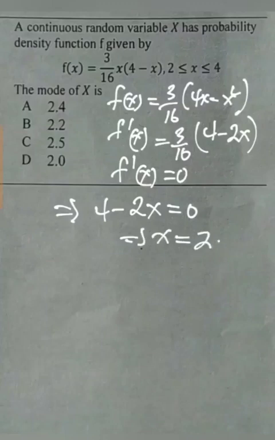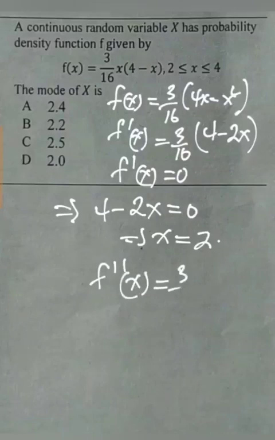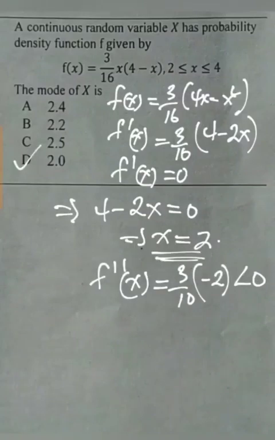Now, to confirm that x equals 2 is the value of x where f of x is maximum, we find f double prime of x, the second derivative, which should give 3 over 16 into negative 2, and it shows that it is less than 0. Hence, x equals 2 is the value of x at the maximum turning point. And so the mode of the distribution is x equals 2, which corresponds to option D.